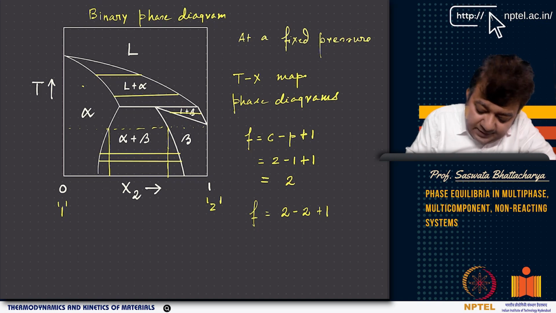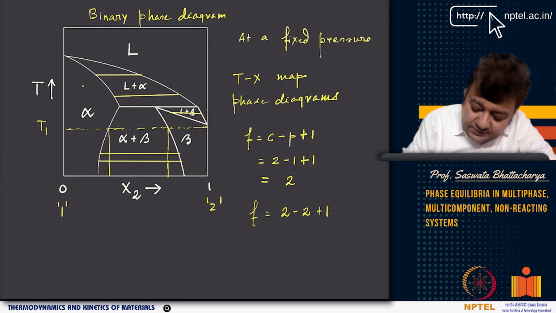So, for example, if I specify temperature T1, see I have drawn this dotted line here. You can see at T1 the composition of the alpha phase that you can write here. This is X2 alpha equilibrium, and at this temperature, this composition is another phase boundary, the alpha plus beta phase boundary here.